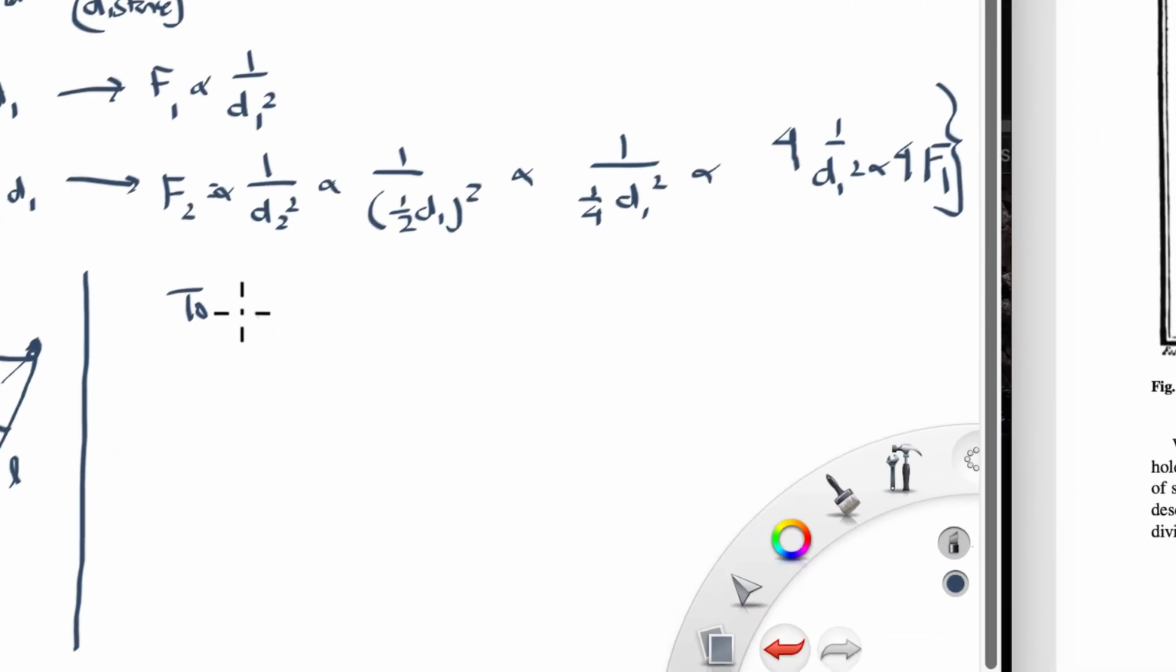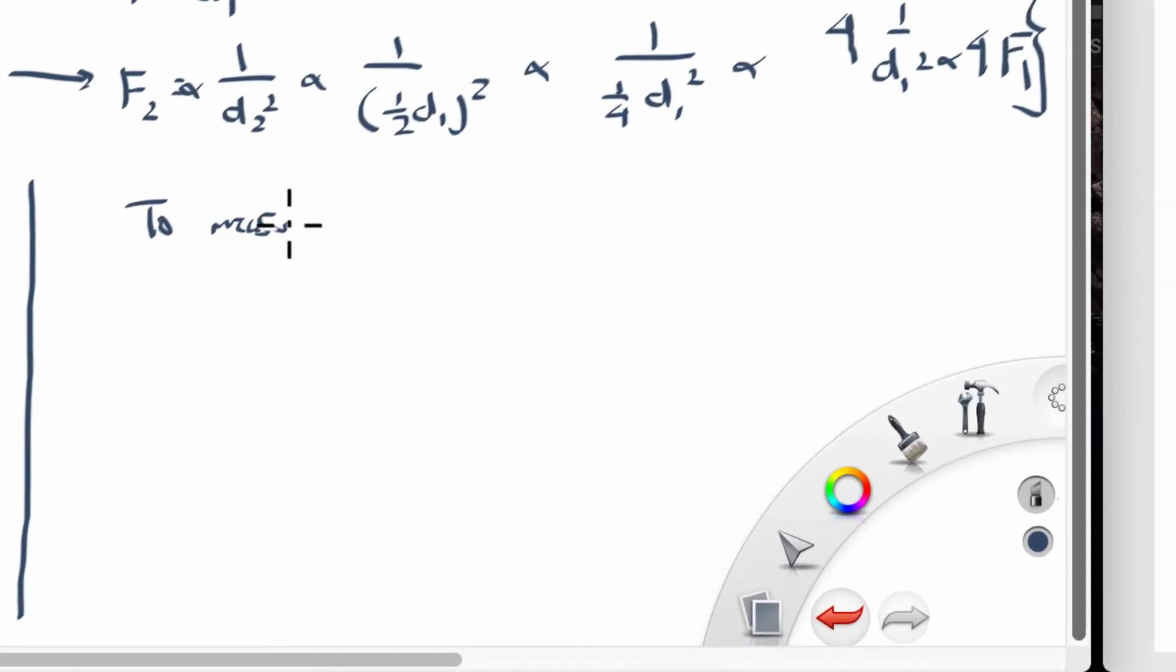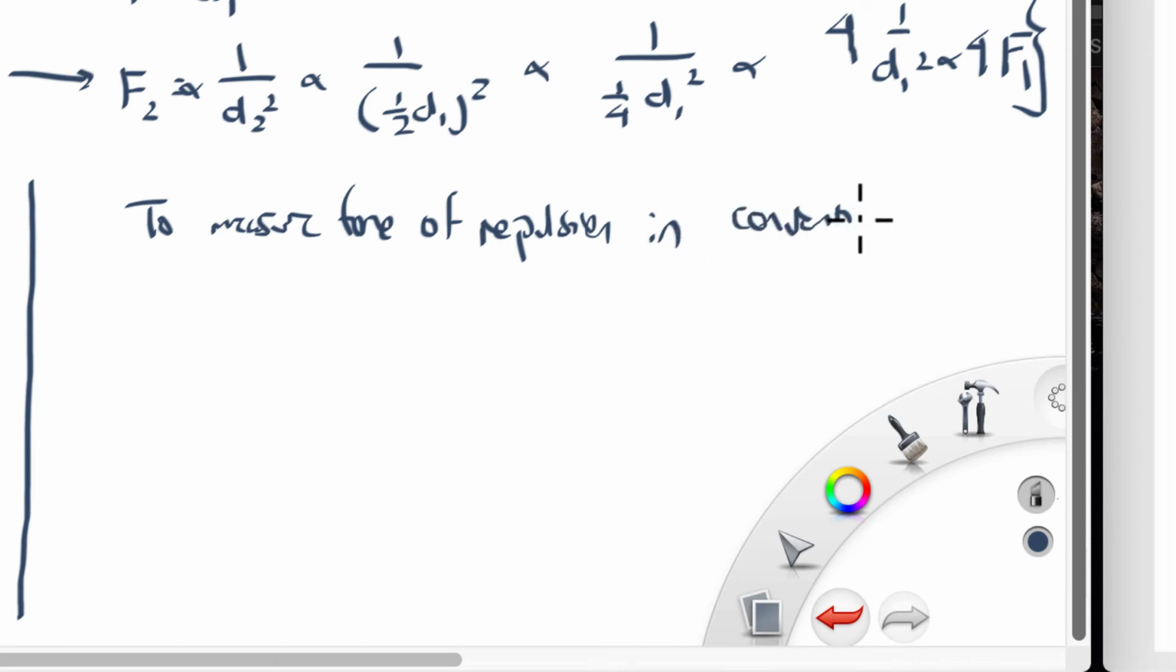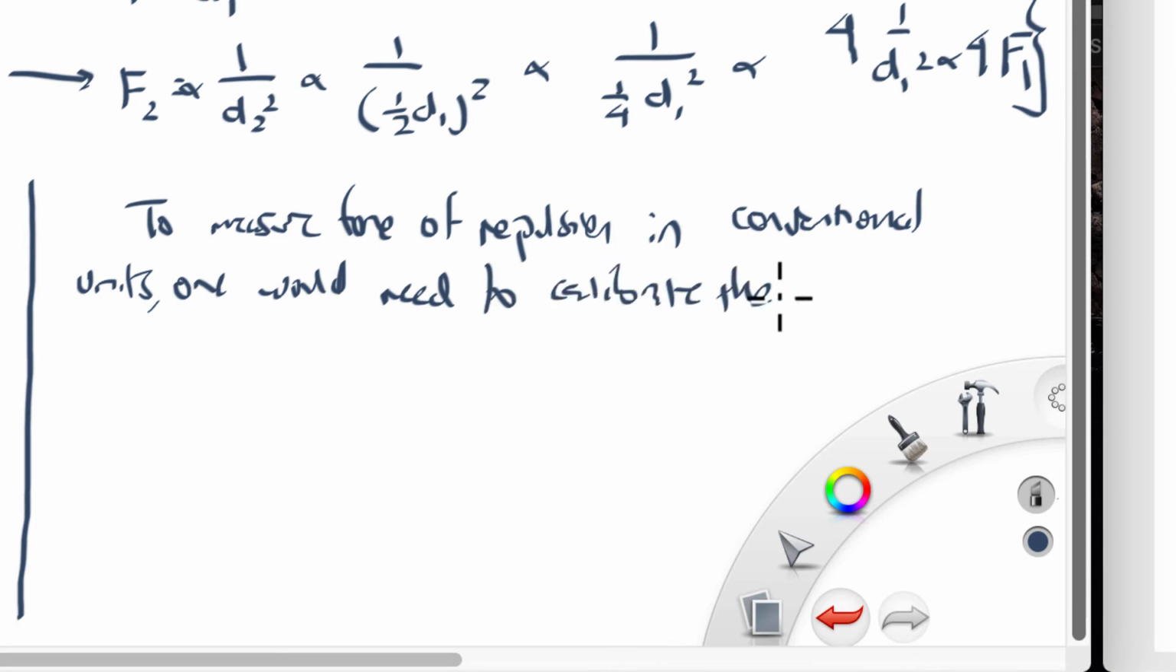So in other words, to measure the force of repulsion in conventional units, one would need to calibrate the torsion wire. How would you calibrate the torsion wire? Well, one way to do it is if you were to apply a known force to it to twist the wire, and then figure out how much twist of the wire corresponds to what force.